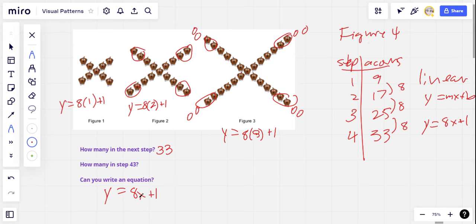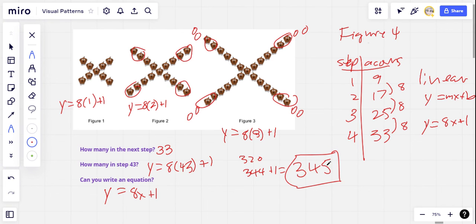Very good. Now we can use that to predict the number of acorns in figure 43. So y equals 8 times 43 plus 1. So 8 times 43, I'm going to try to do this in my head. 8 times 40 would be 320. And 8 times 3 would be 24. So this is 344 plus 1. So we've got 345 silly looking acorns in figure 43.